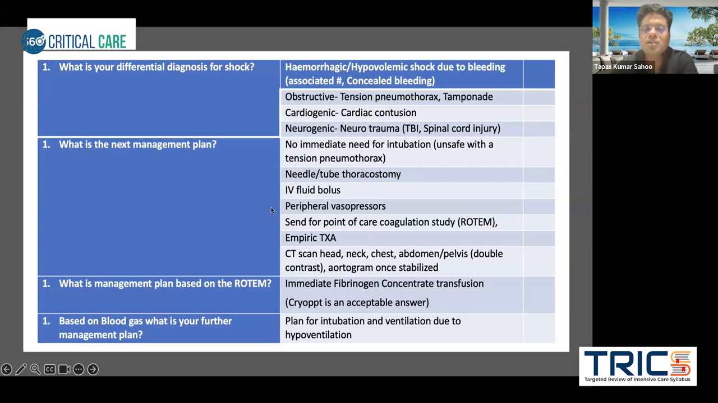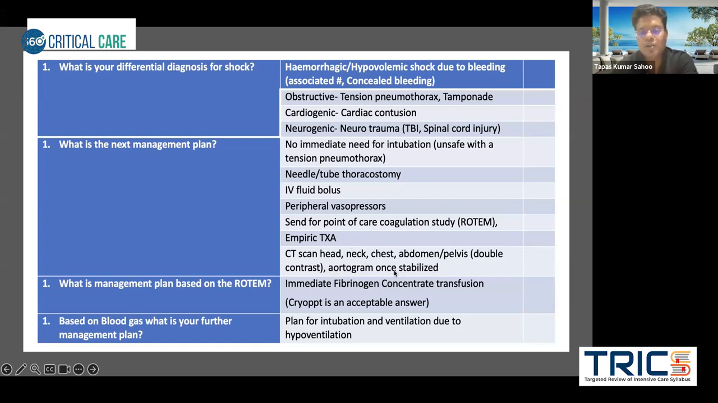And IV fluid bolus, peripheral vasopressors to start with. At this point of time, you don't intend to go for a central line, which would take some time, rather stabilizing the patient with peripheral fluid resuscitation, needle thoracocentesis and tube thoracostomy. Then you send the blood for coagulation study, ROTEM, empiric tranexamic acid. After stabilizing this patient, CT scan of the head, neck, chest, abdomen and pelvis, double contrast, to rule out any vascular injury, and angiogram once the patient is stabilized.